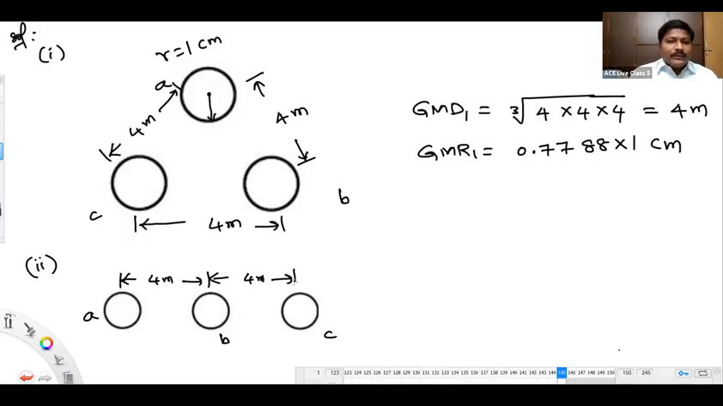All of you getting this point? And the radius of each wire is obviously 1 centimeter, as he has mentioned.